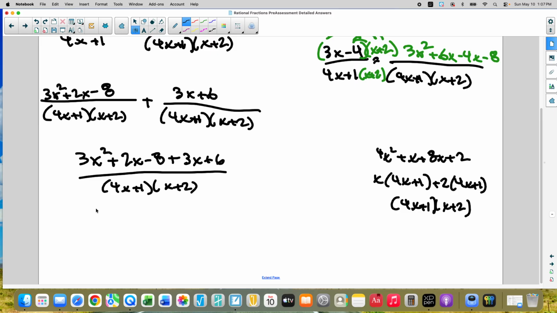3x squared doesn't have a pair like term. 2x and 3x makes 5x. Negative 8 and 6 makes minus 2. All over 4x plus 1, x plus 2.